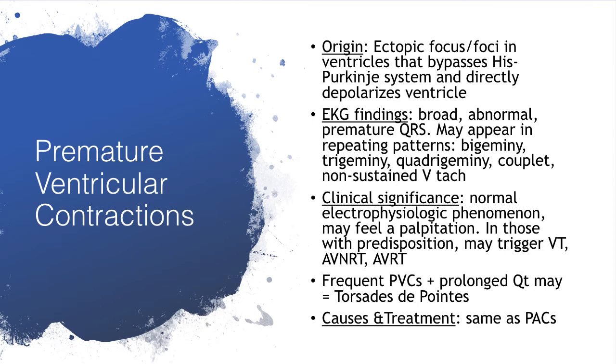As we talked about with PACs, the treatment is to treat the underlying etiology, replace K, replace magnesium, and try to limit any offending medications or drugs that are exacerbating this issue. Otherwise, once again, it is very common in the hospital setting: the otherwise healthy patient having intermittent PVCs, not a patient that is high risk to decompensate.